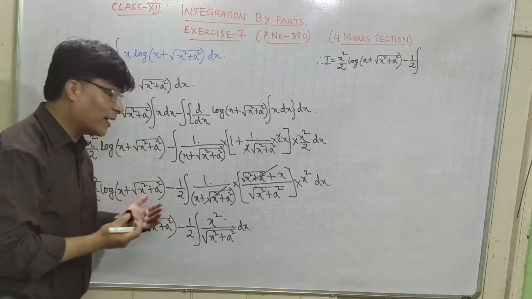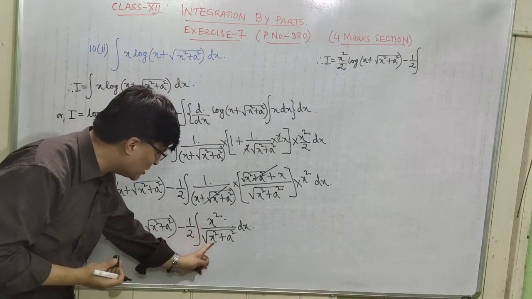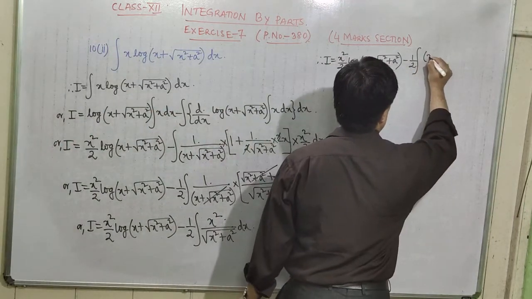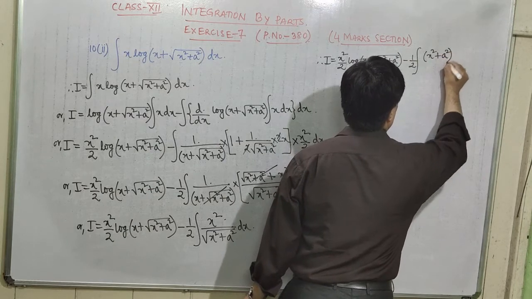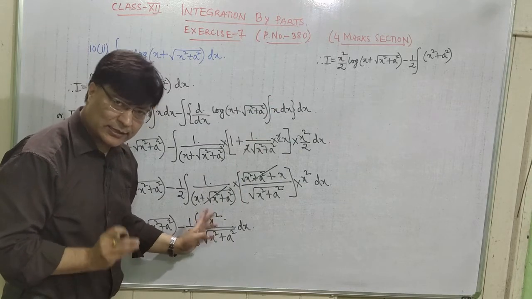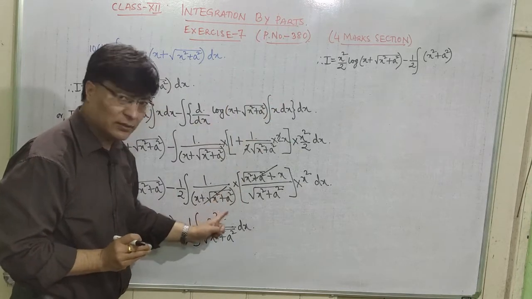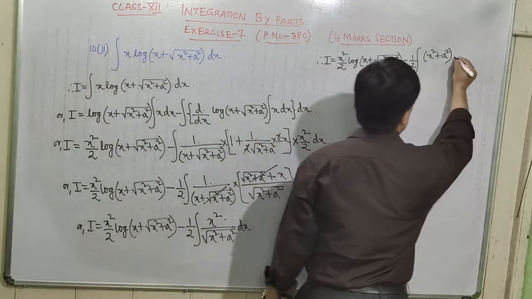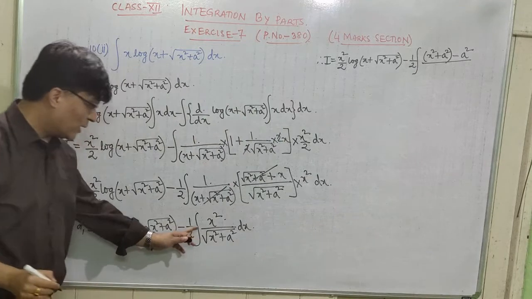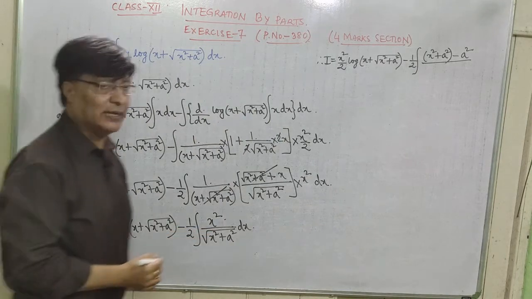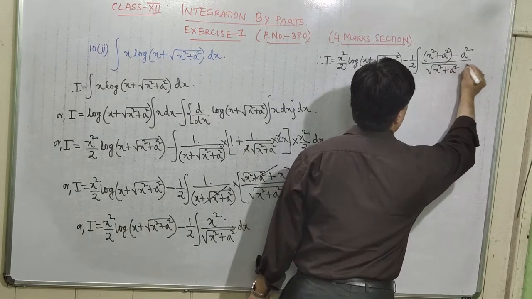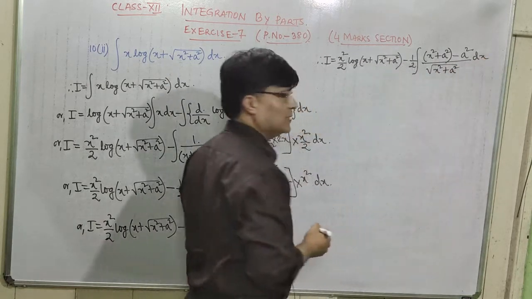Now what will you write in the numerator? Within the square root there is x square plus a square. Let us write this x square plus a square in the numerator. So this is x square plus a square. The x square is here, it's correct, but a square is not here, so you have to cancel it. So what will you write here? Minus a square, divided by, in the denominator, root over x square plus a square. So let us write root over x square plus a square, then dx.